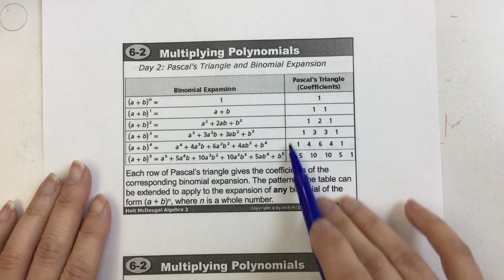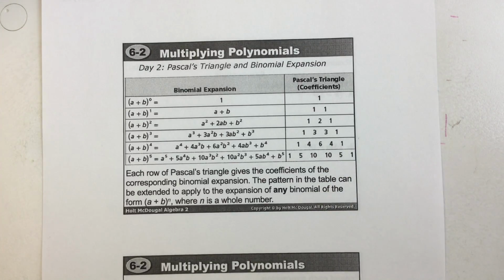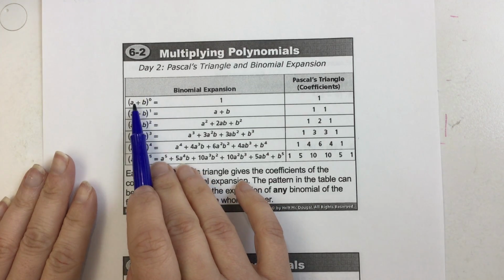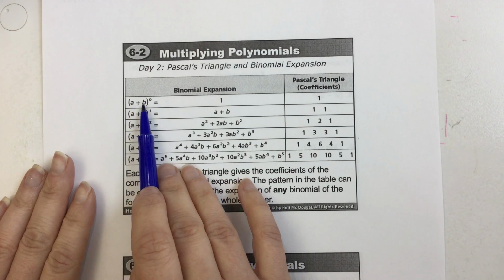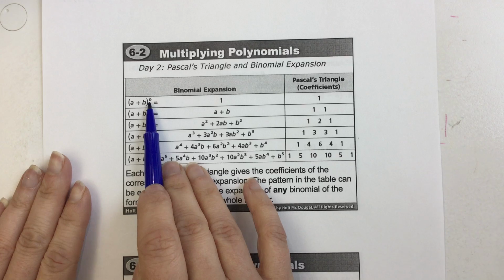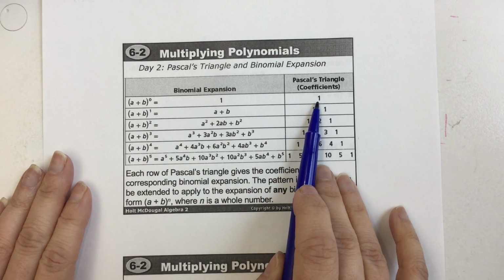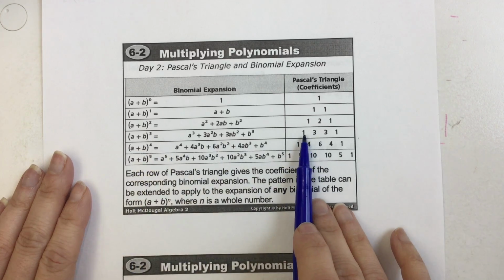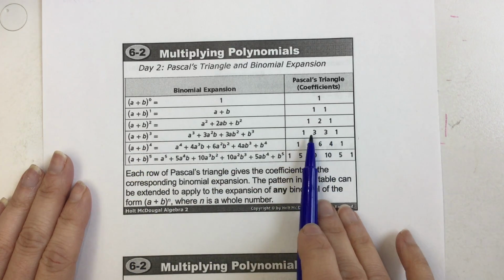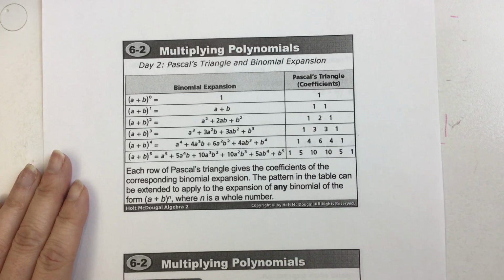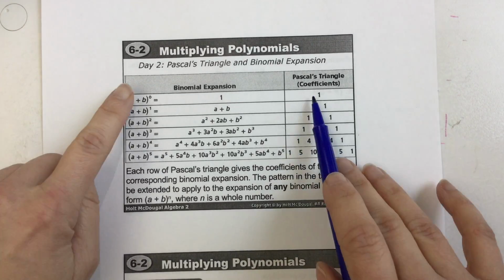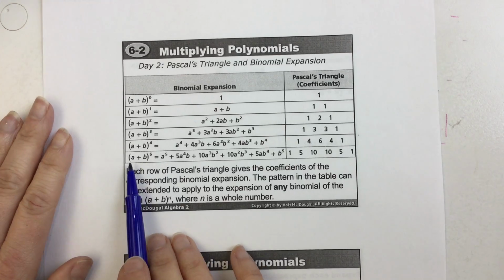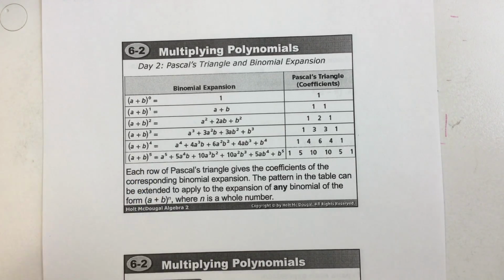Now, you can use Pascal's triangle to expand binomials that have an exponent. If you have a binomial, remember that means two terms. If you have a binomial and it has an exponent of 0, your Pascal's triangle number is a 1. If you have a binomial where the exponent is a 3, your Pascal's triangle numbers are 1, 3, 3, 1. Now, this is really cool because you can use this process, and I could take something like a plus b to the power of 5.